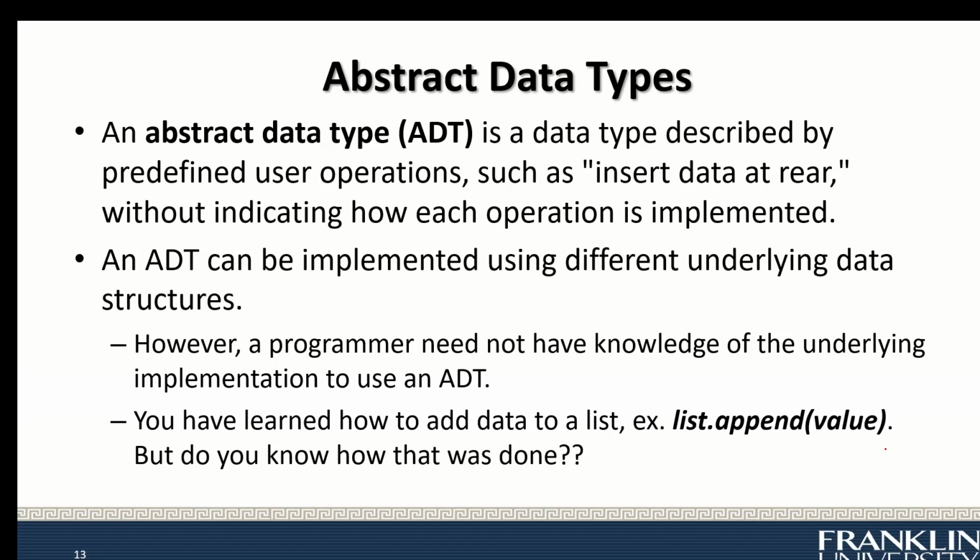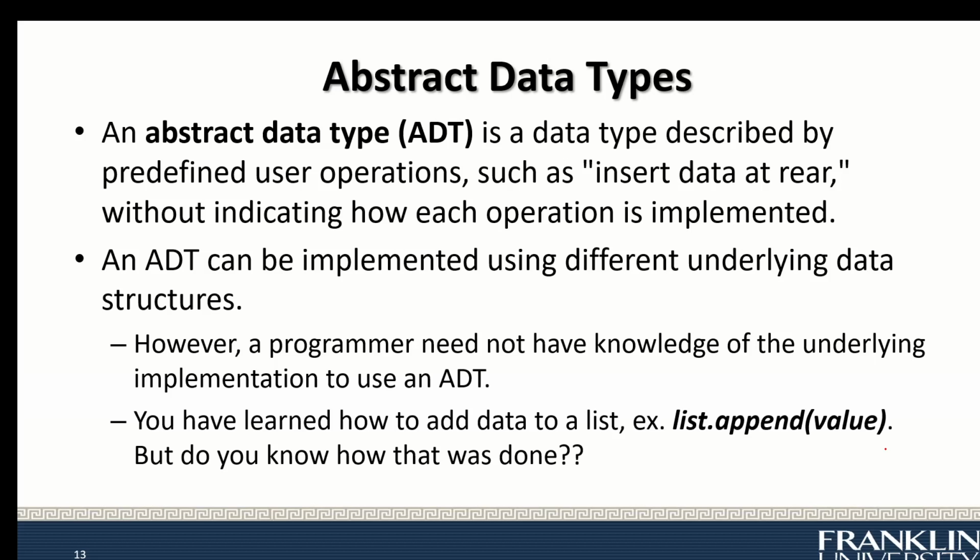An abstract data type, or ADT, is a data type described by predefined user operations, such as insert data at rear, without indicating how each operation is implemented. In other words, you know what operation is there, but you don't know how they did that. An ADT can be implemented using different underlying data structures. This is so the programmer doesn't need to know the underlying implementation to use the ADT.